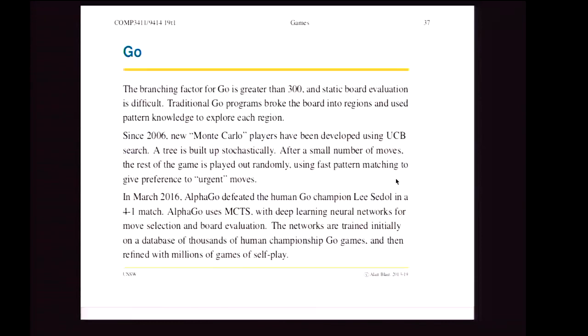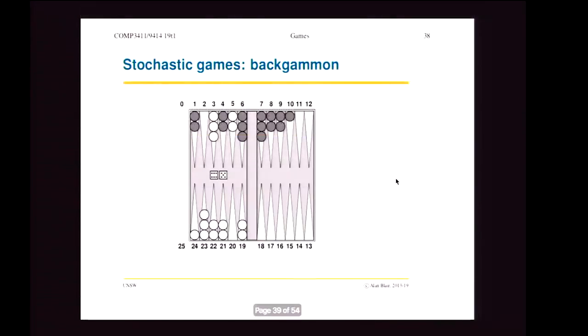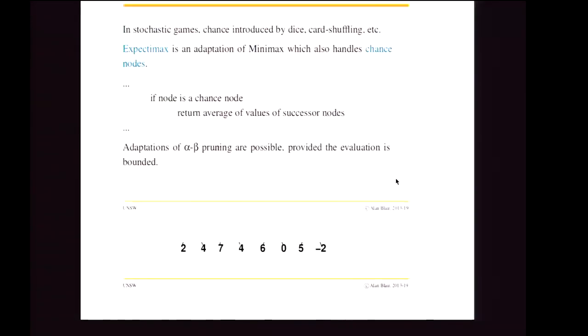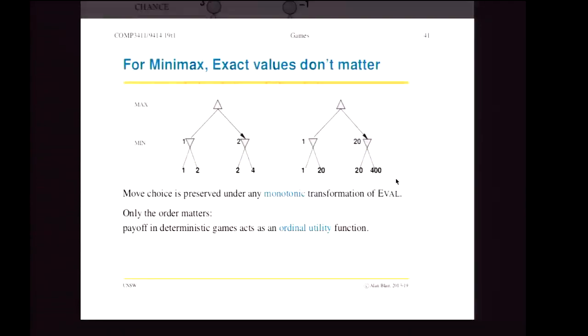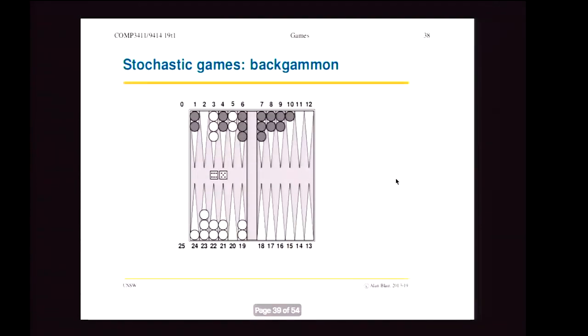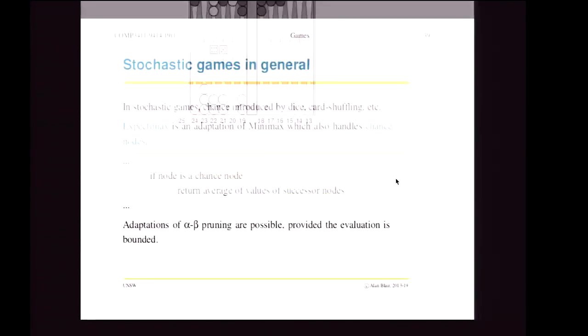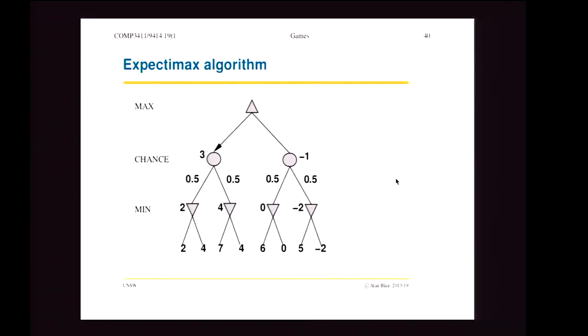Backgammon. Okay, so those are deterministic games. Then we get to stochastic games. Now, for stochastic games, we need a new kind of node in our search tree, which is called a chance node. Well, in backgammon, you roll the dice, and then the dice determine which moves you can make. So a simpler version of this would be as follows.